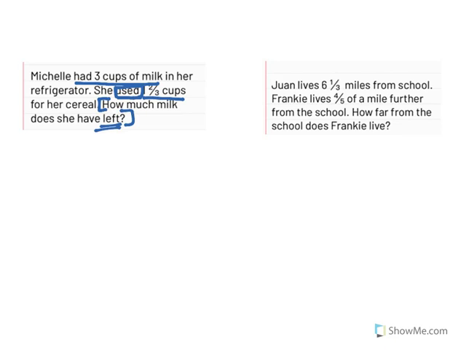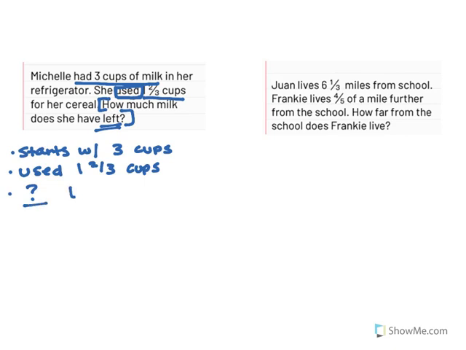All right, so we know that she starts with 3 cups of milk. Used 1 2/3 cups. We want to know how much is left. Anytime we want to know how much is left, we're finding a remaining amount.